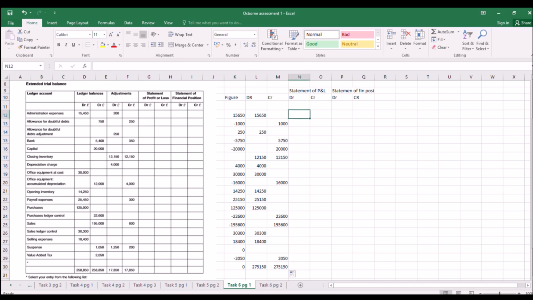Now we're going to drop these figures in, and instead of putting them in here, which would be quite fiddly, I'm just going to put them over here. So I'm going to go through each item. An administration expense is about the financial performance in the year. It's an expense in the year.